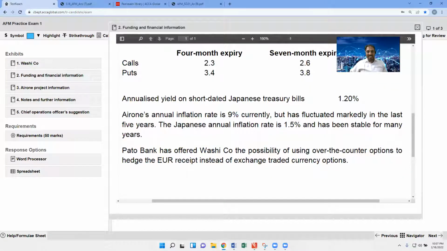So the annualized yield on short-dated Japanese T-bills is the risk-free rate, simple. Air One's annual inflation rate is 9%. Annual inflation rate 9%. It fluctuated markedly in the last 5 months. The Japanese annual inflation rate is 1.5%, and has been stable for many years. Air One inflation rate 9%.